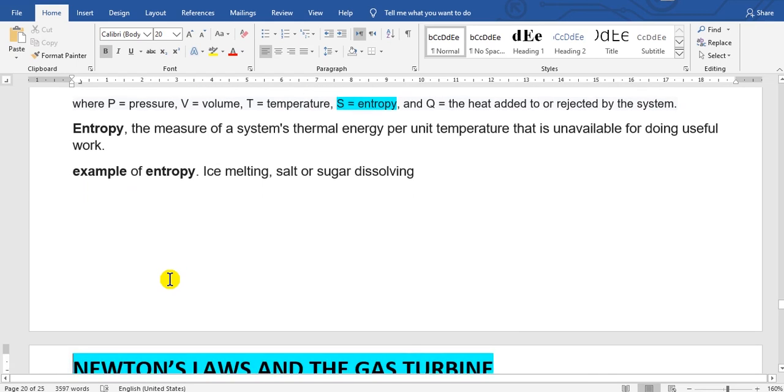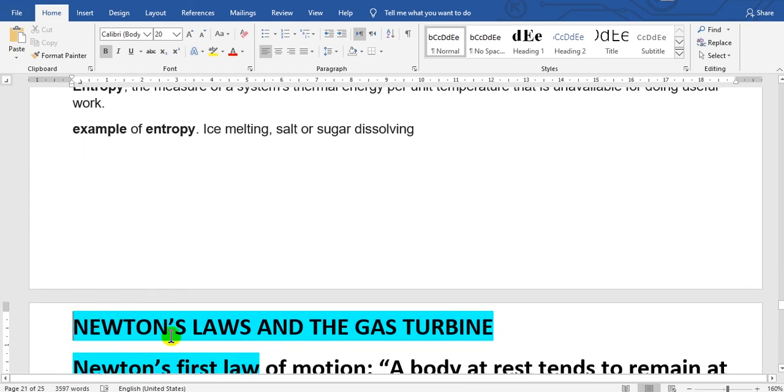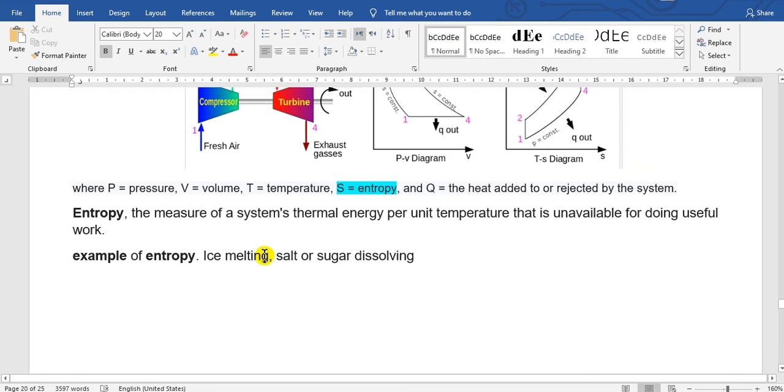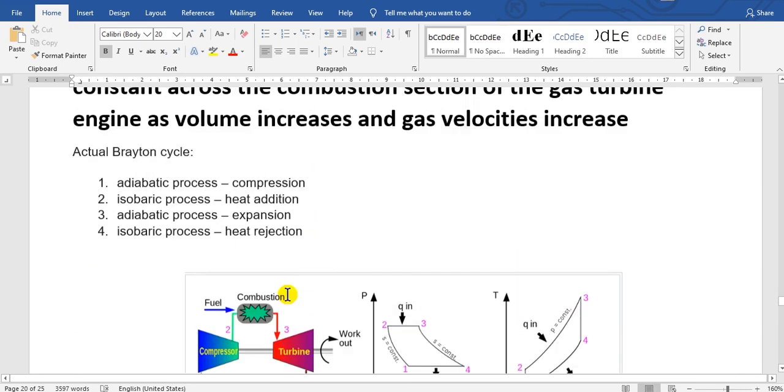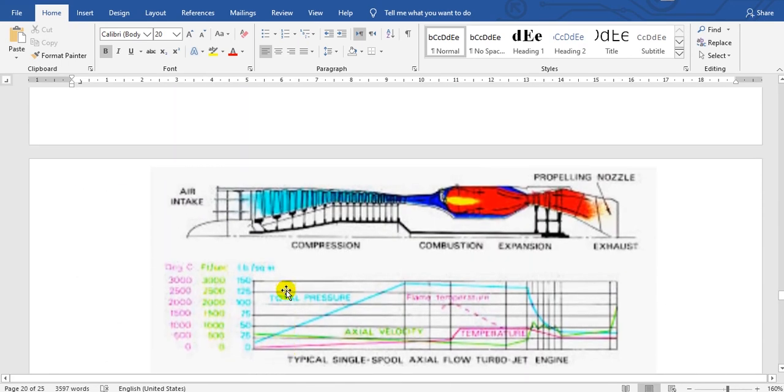After that, in the next video, I will speak about Newton's laws, the 3 Newton's laws: the first, second and third. I think that is enough today.